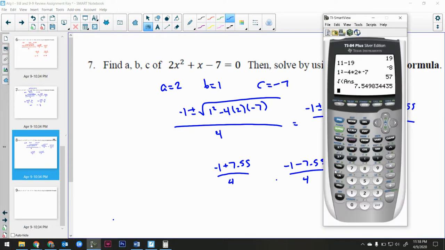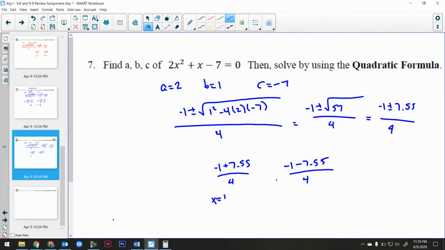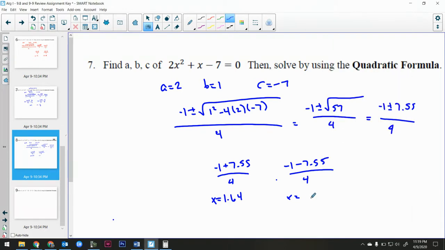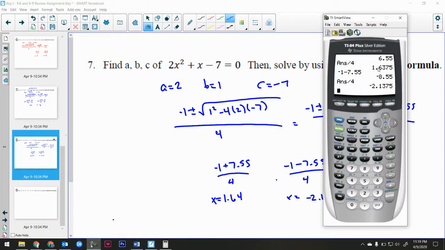All right. So we have negative 1 plus 7.55 over 4, which is 1.64. And then negative 1 minus 7.55 all over 4 is negative 2.14. Those are my two solutions there, here and here.